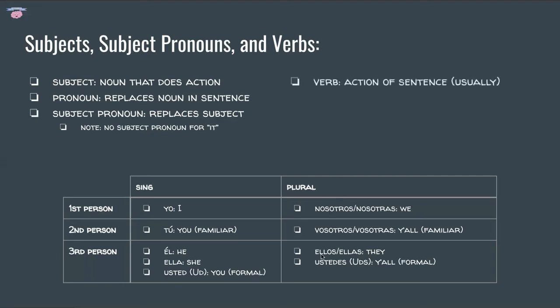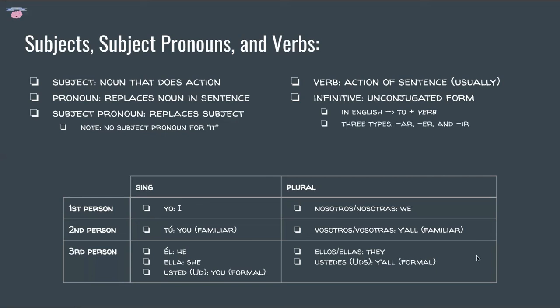A verb is usually the action of a sentence. For example, he ate. Ate would be the verb. The infinitive is the unconjugated form. And in English, it's usually to plus verb. So in English, it'll be to eat. In Spanish, there are three types: AR, ER, and IR. And these are the endings of the verbs.